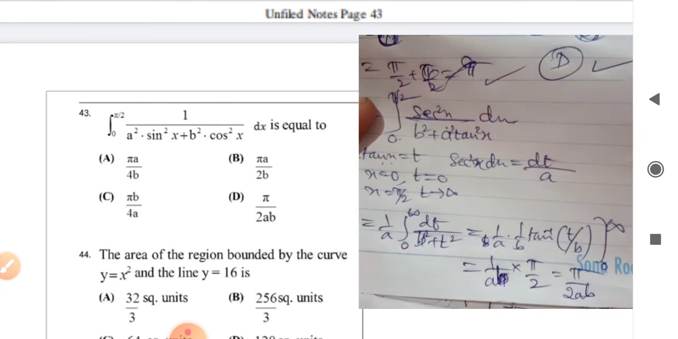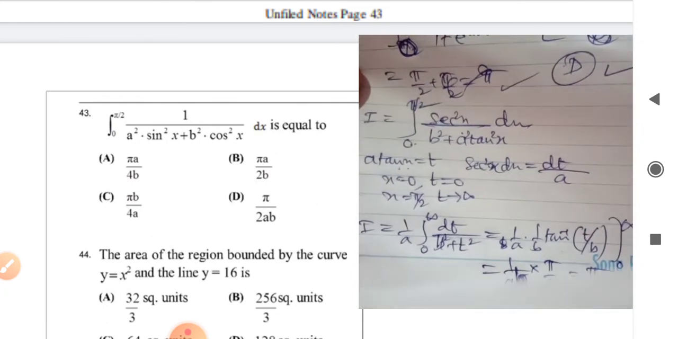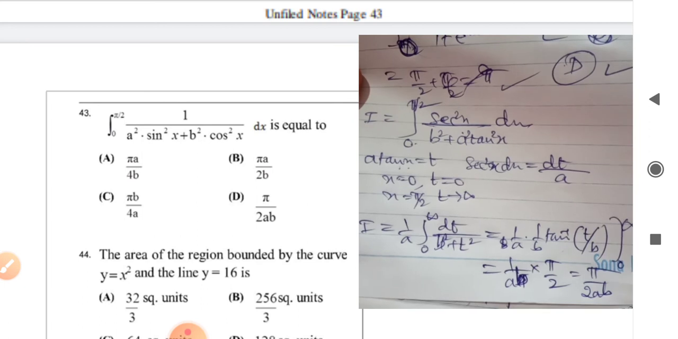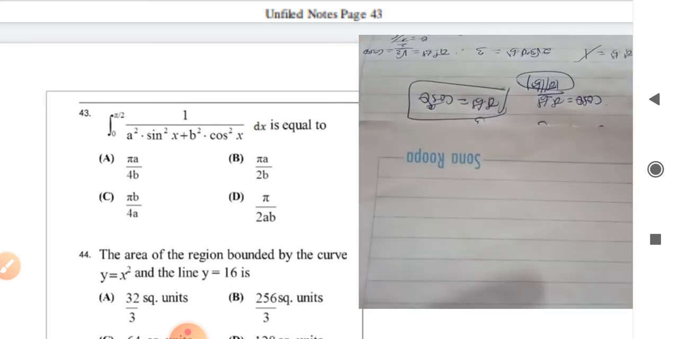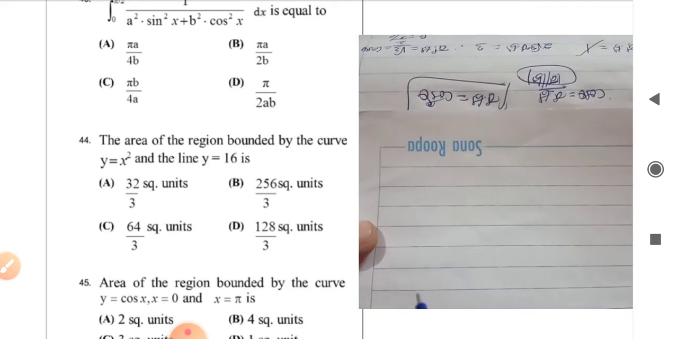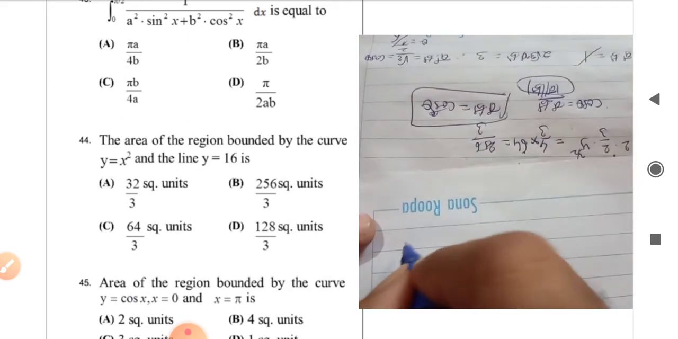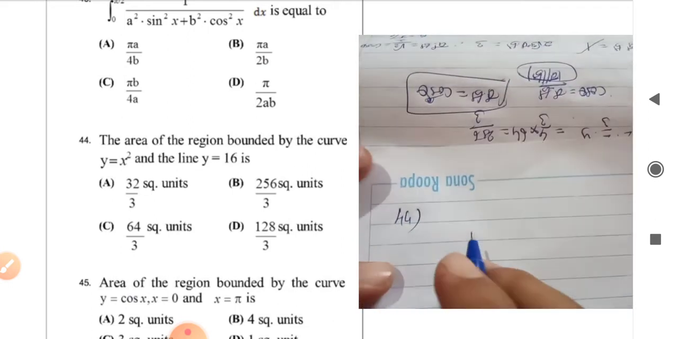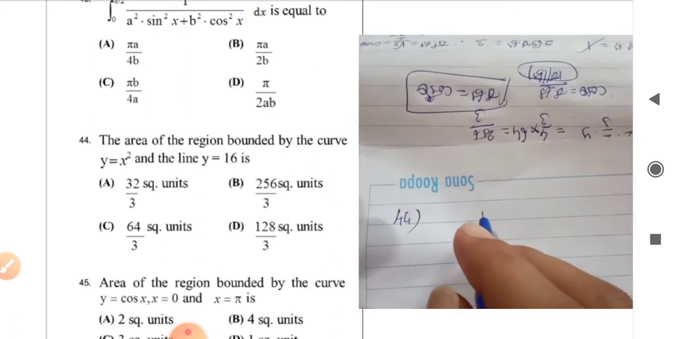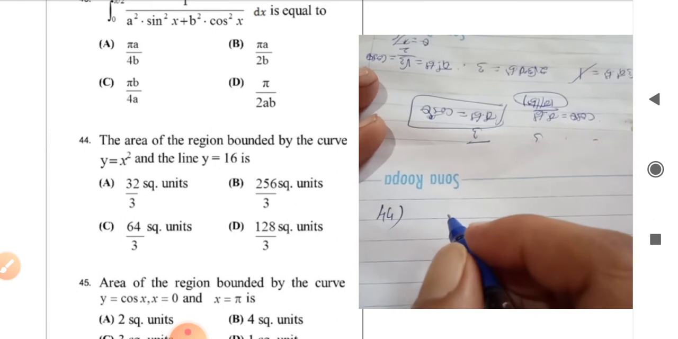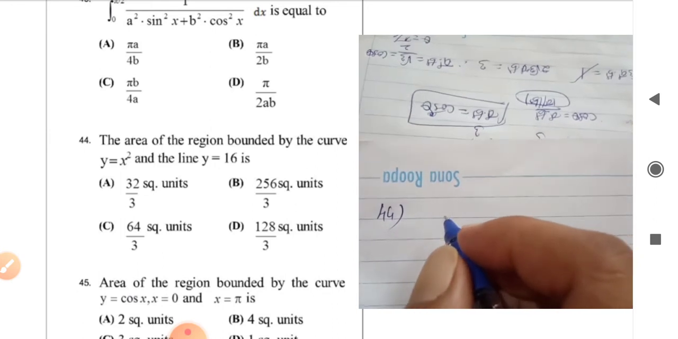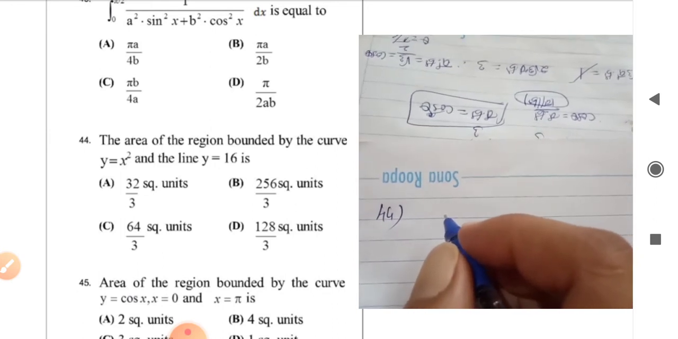So very simple and very easily you can solve these questions. And now we go for the 44th one. 44th question is again very simple. Look at this. They are asking about the area of the region bounded by the curve y equal to x square and the line y equal to 16. Look at this. It's very simple. They are asking about the area of this one.